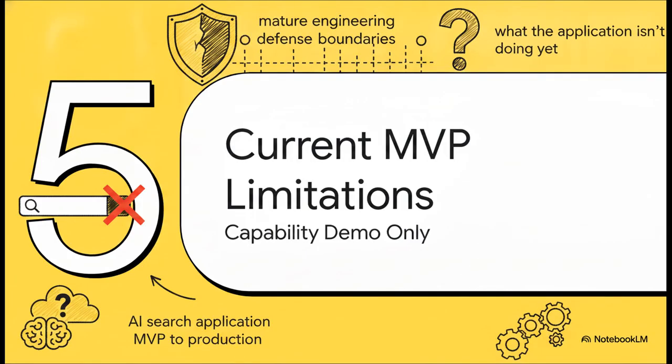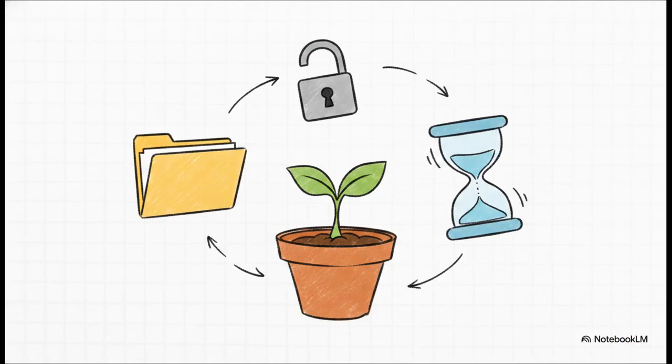Let's talk about boundaries in part 5, current MVP limitations. It's important to remember that this MVP is exactly that, a minimum viable product. It's a capability demonstration. Right now, it relies on a local dataset, meaning really complex or ambiguous questions might not find the perfect match. The login is simulated. It's not tied to a real enterprise identity provider yet. And because we don't have a central database or document ingestion pipeline, your history only lives in your current browser session. So it absolutely should not be treated as an authoritative production system just yet.